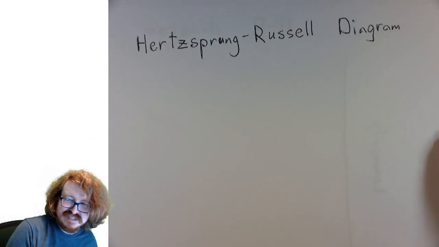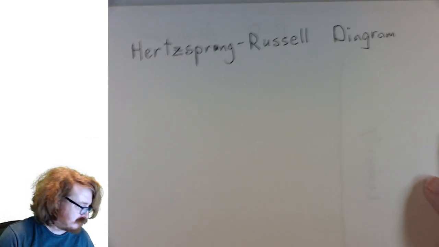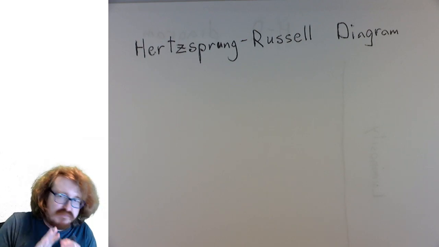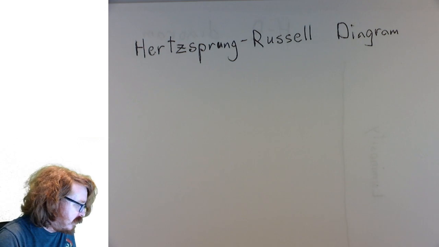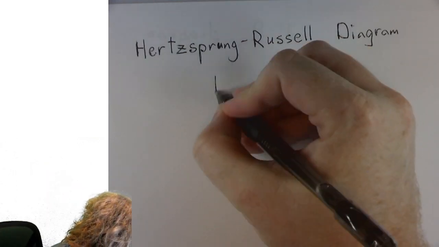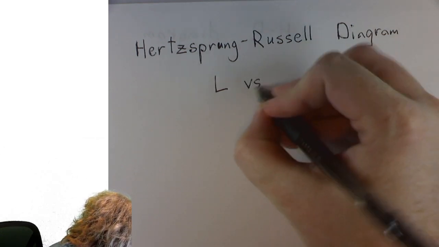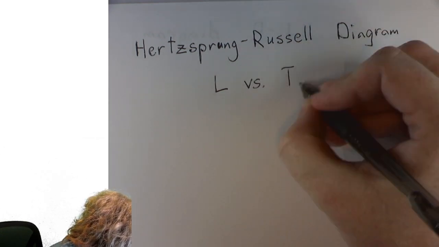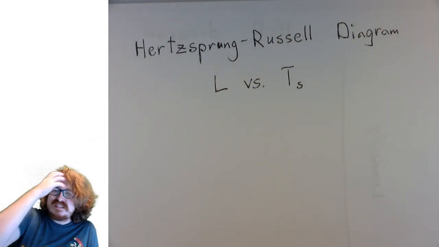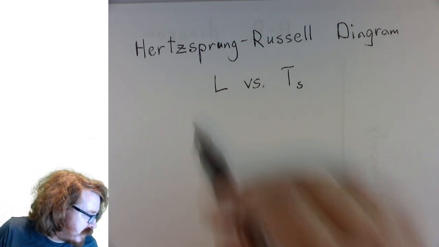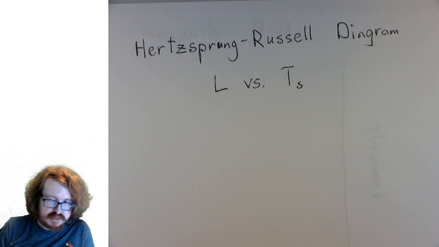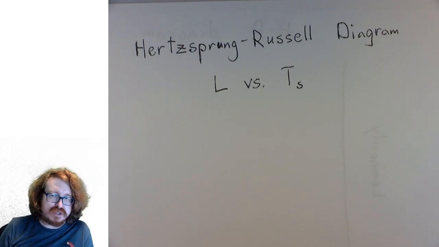What is a Hertzsprung-Russell diagram? Well, mainly, it's a type of graph that works very similar to a regular old graph, but it's a graph of specifically luminosity versus surface temperature. It's trying to tell us something about stars, okay? So we use it to study stars.